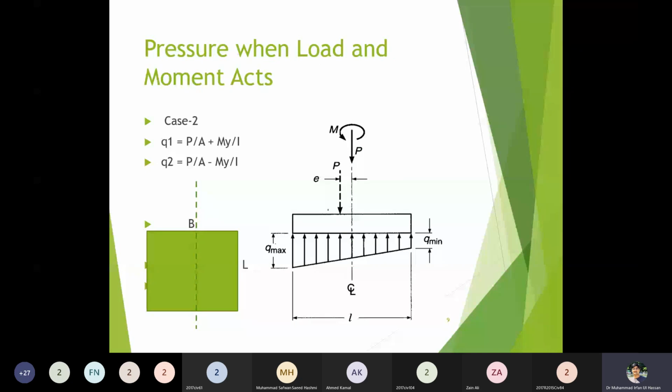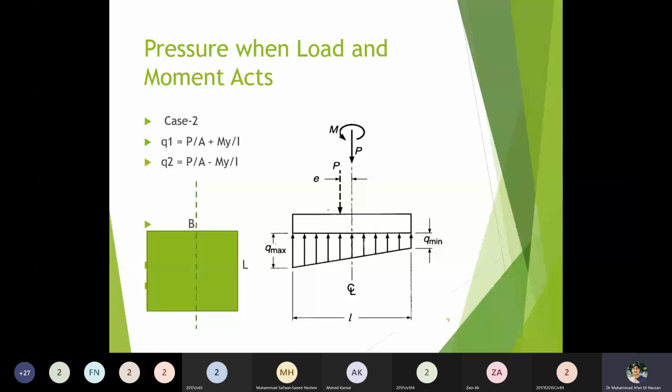The point is that when a moment is also present, when load and a moment act, one moment in the x direction or in the y direction, any single moment acting, then what is the pressure? The pressure will not be a uniformly distributed pressure anymore.